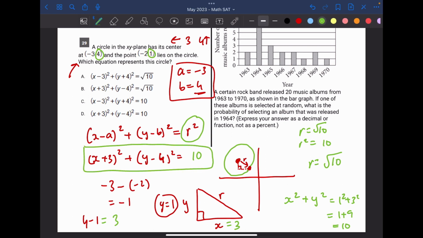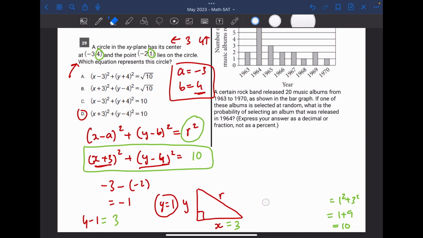Let's now look for a solution that looks like it, and it is D. We have (x + 3)², we have (y - 4)² is equal to 10. So D is the answer, and we're done. I'm also going to erase a bunch of this stuff because we need space for the next couple of questions.